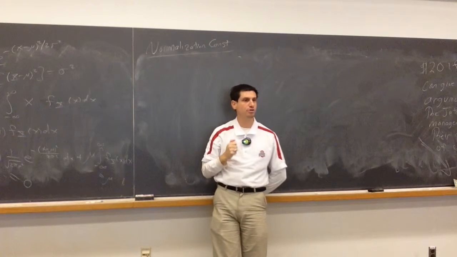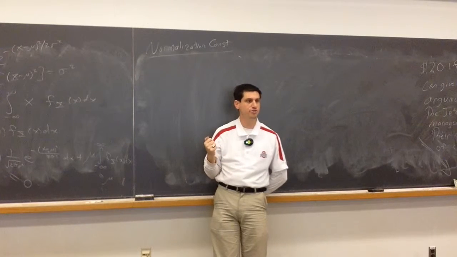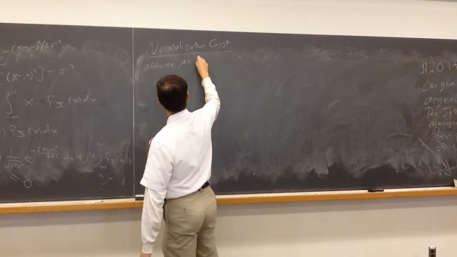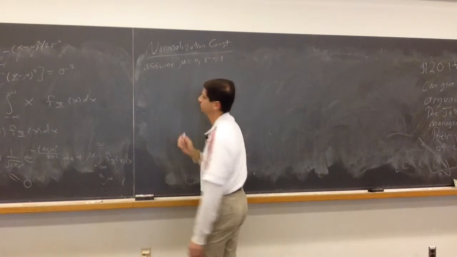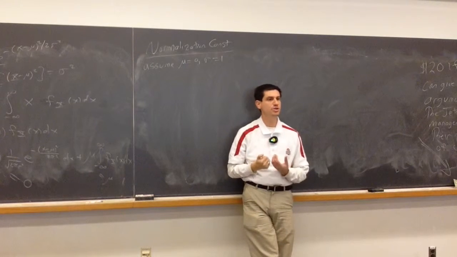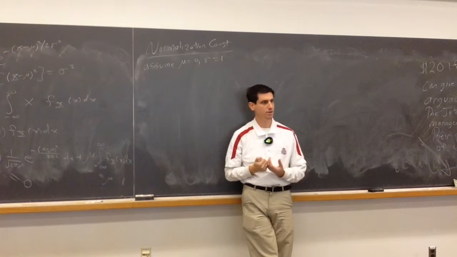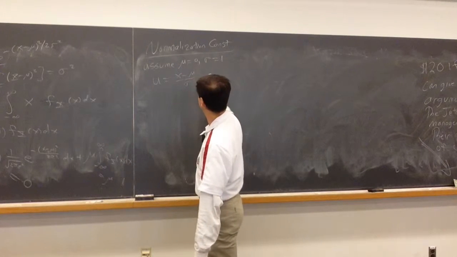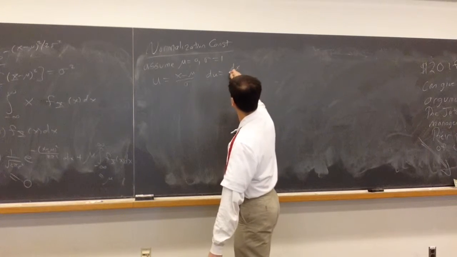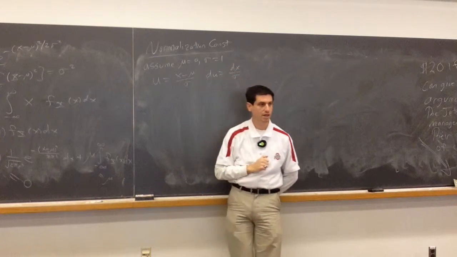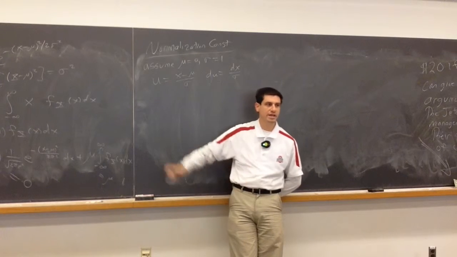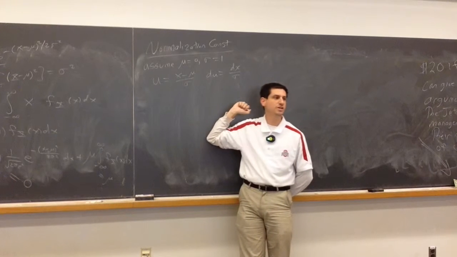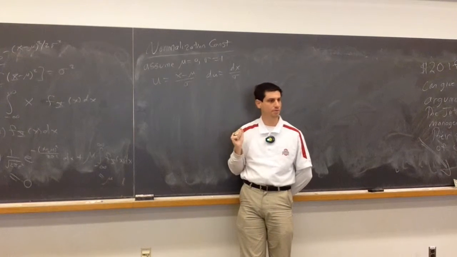I'm not going to do the most general case; as a really good exercise, I encourage you to do this. I'm going to assume mu equals 0 and sigma equals 1. You can get this by just doing a change of variables. So you could let u equal x minus mu over sigma. Du will be dx over sigma. And if you do this change of variables, calculating the normalization constant for the general Gaussian is now reduced to calculating the normalization constant for the standard normal.